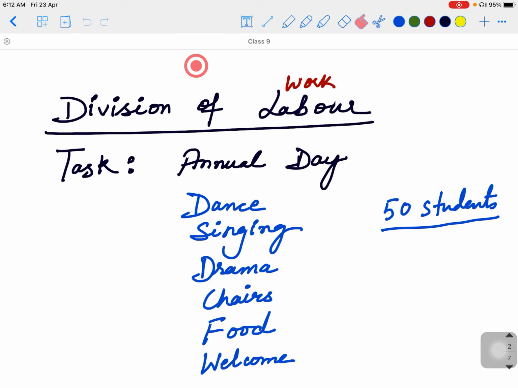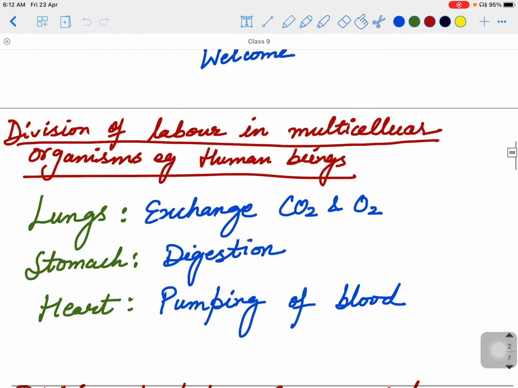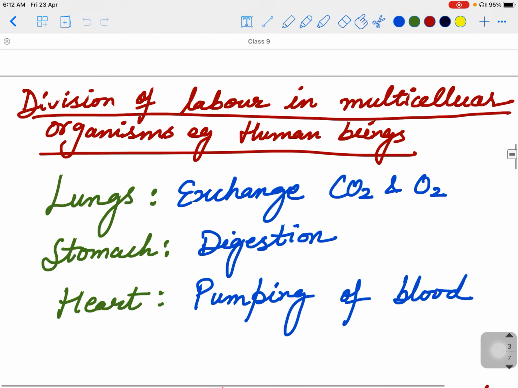And you will find the same thing happening in the human body also. Let's see how division of labor is done in the human body. Division of labor in multicellular organisms, for example, human beings. We know that human beings are multicellular organisms, and I have already told you the concept of groups of cells in multicellular organisms. So in our body also, different types of cells form groups. They form tissues and then they form organs. And each organ performs a specific function.